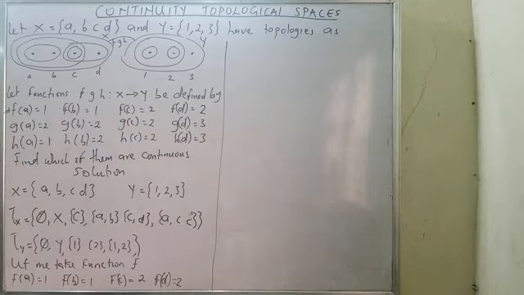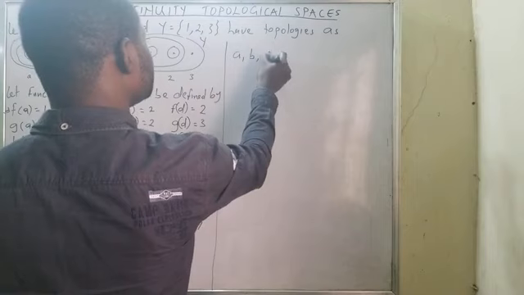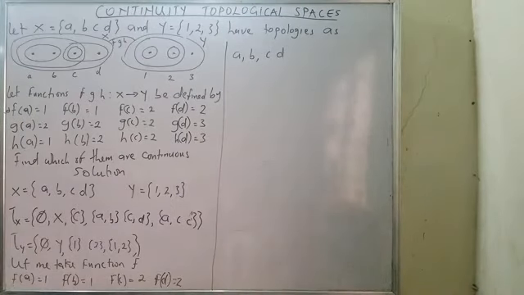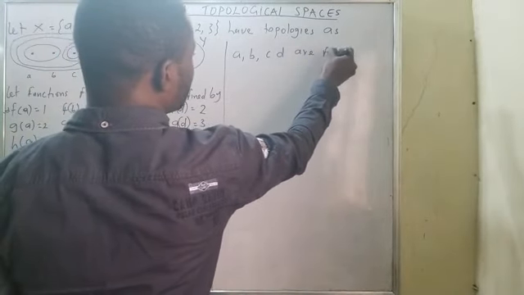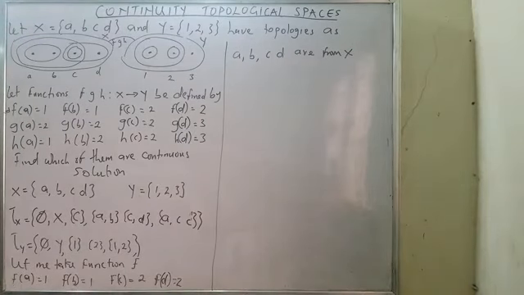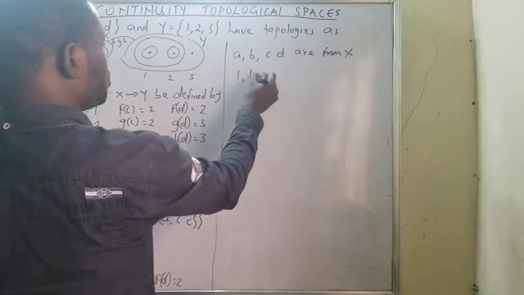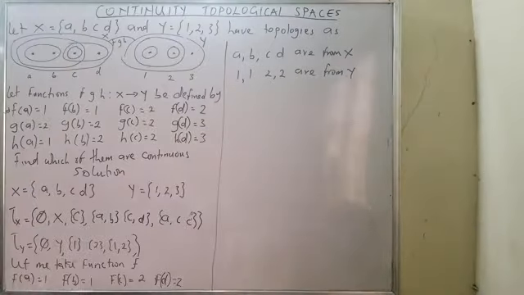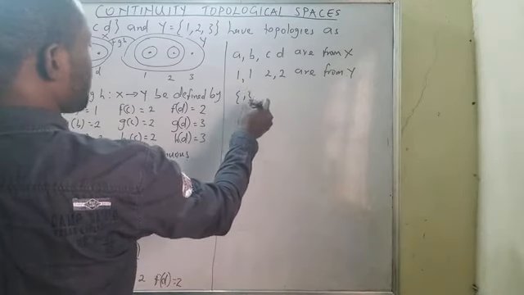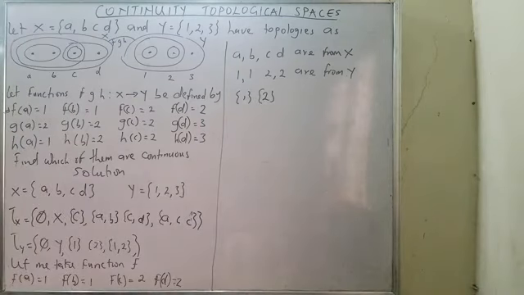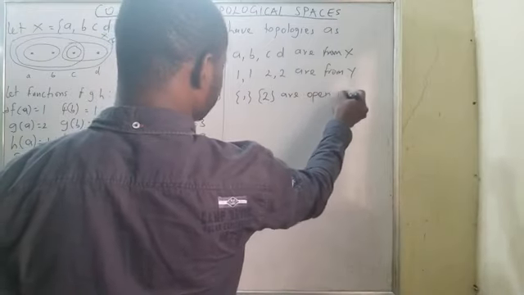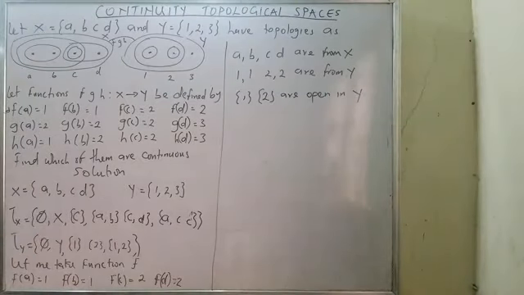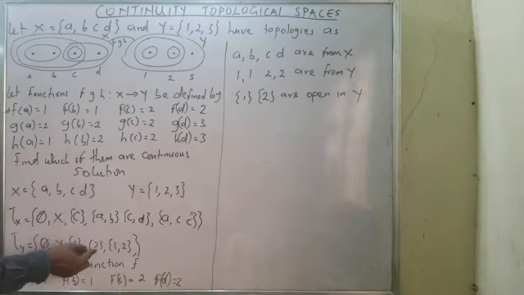Now, I will say that A, B, C, D are from X. They are all from X. Take note of that. And 1, 1, 2, 2 are from Y. Since I know that that is from X and that is from Y, now I will look and say that I have {1} and I have {2}. These are the 2 sets given to me, which are open in Y, because {1} and {2} are open here. That is the open set of this. Now, since they are open, it means this is open.